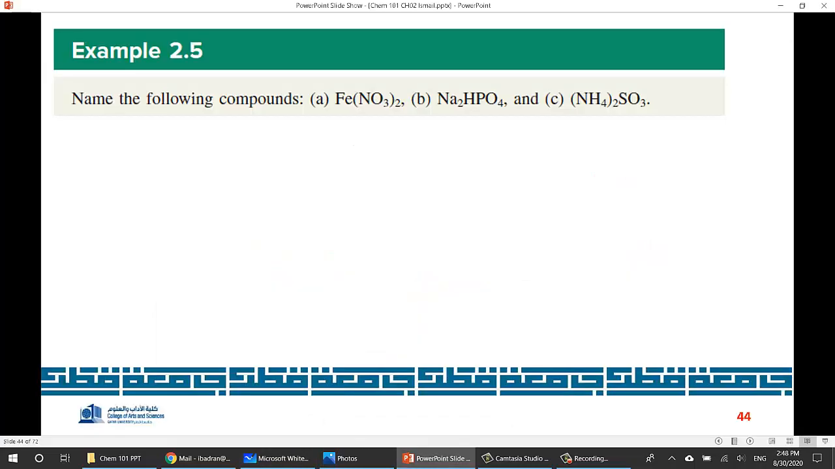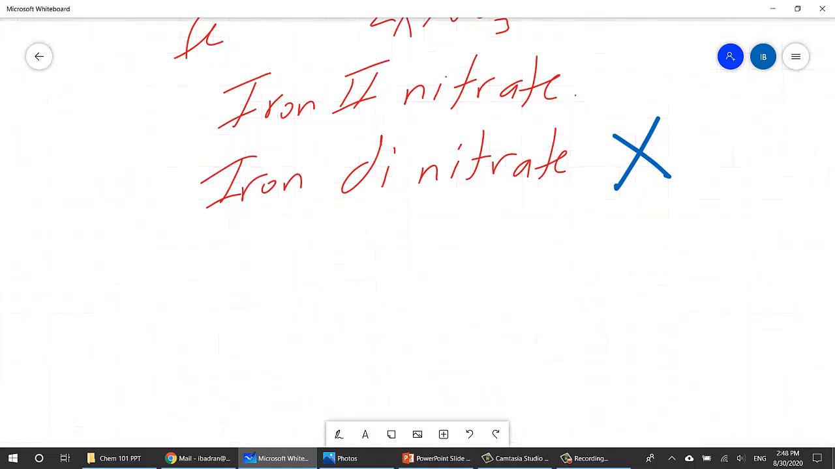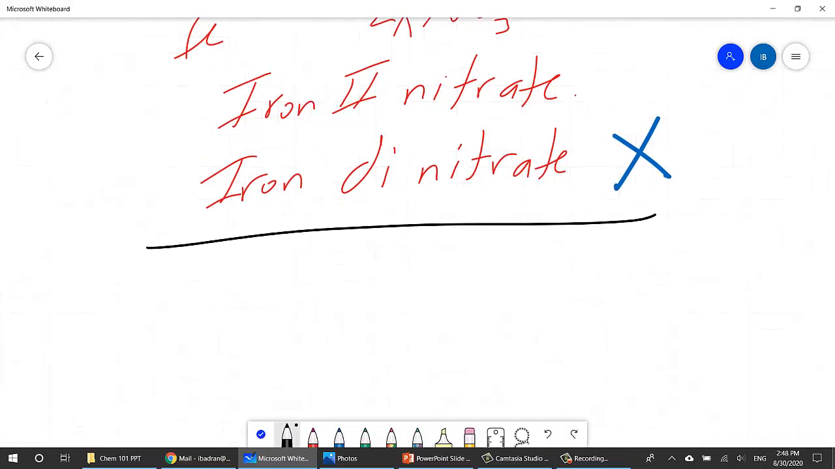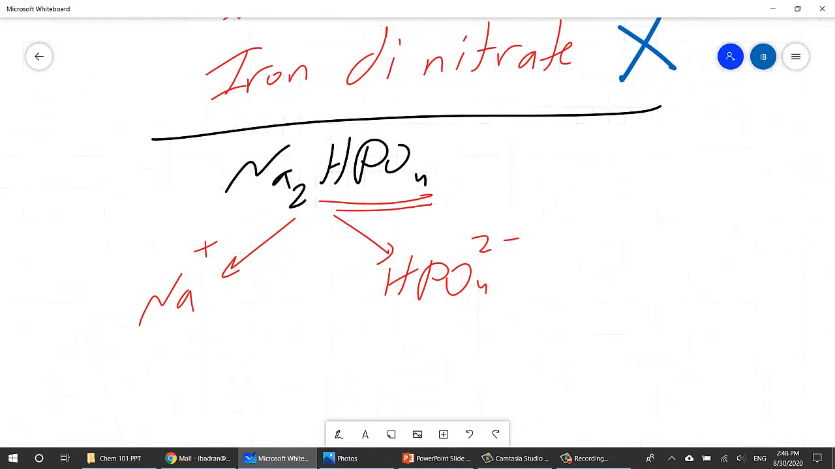The second one is Na2HPO4. This one is made of Na+ ions. I can tell that. What is this? This is a group, HPO4, but you need to know the charge. This is 2-, and that's why it takes 2 sodium. That makes sense. The 2- here takes 2 sodium atoms.